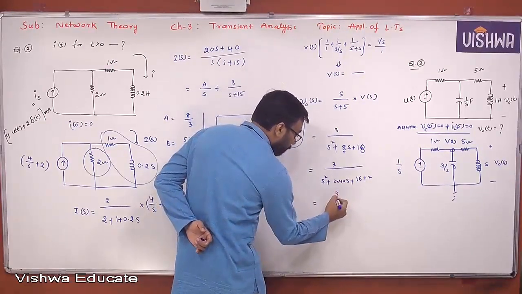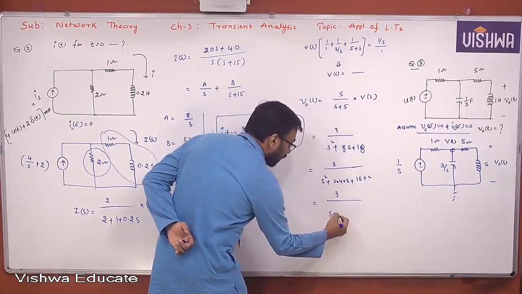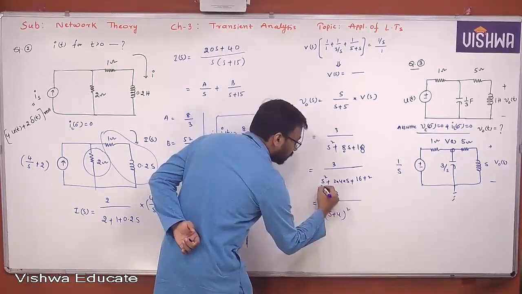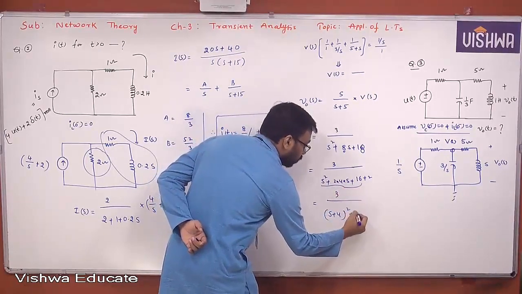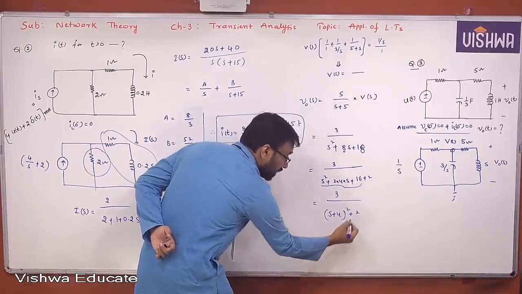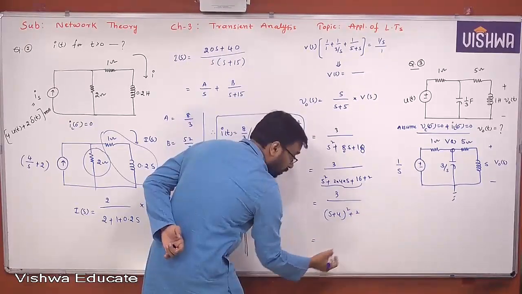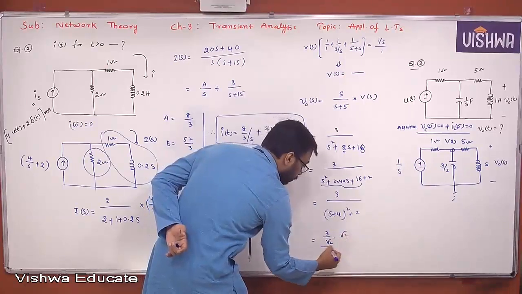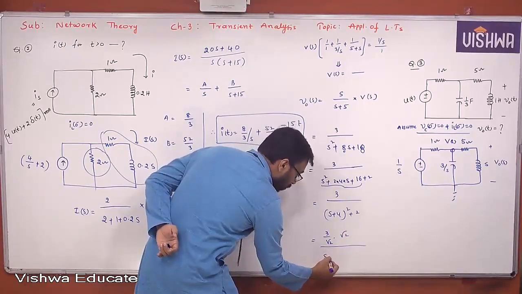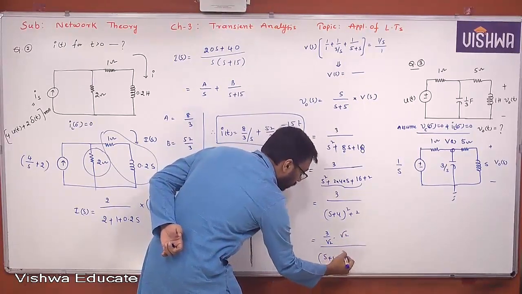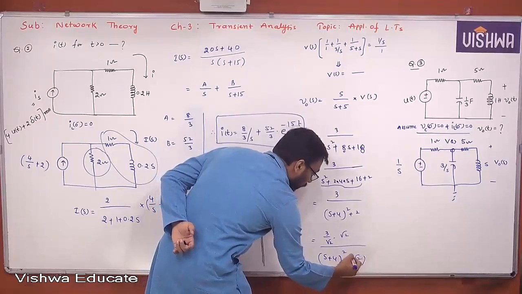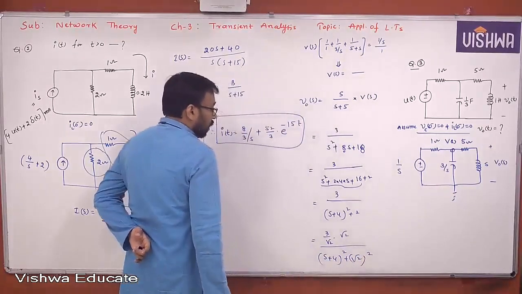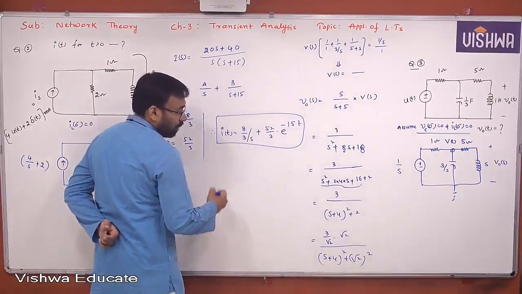Now 3 by, you can write s plus 4 whole square, yes or no? This part can be written as plus 2. Now this can be written as root 2 whole square, yes or no? Now 3 by root 2 into root 2. For finding L inverse, this is more comfortable, right? This is more convenient. So root 2 whole square. That's it.